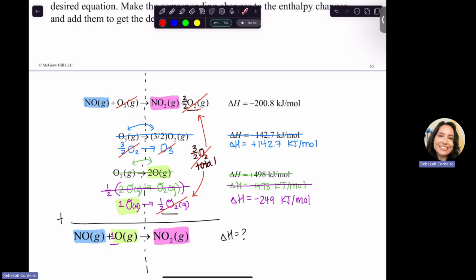So now I'm going to add up all of the enthalpies that I did not cross out. So we're just going to add them all up. So we got the negative 200.8 plus 142.7 plus the negative 249. And we should get an enthalpy of negative 592.5 kilojoules per mole for this reaction.